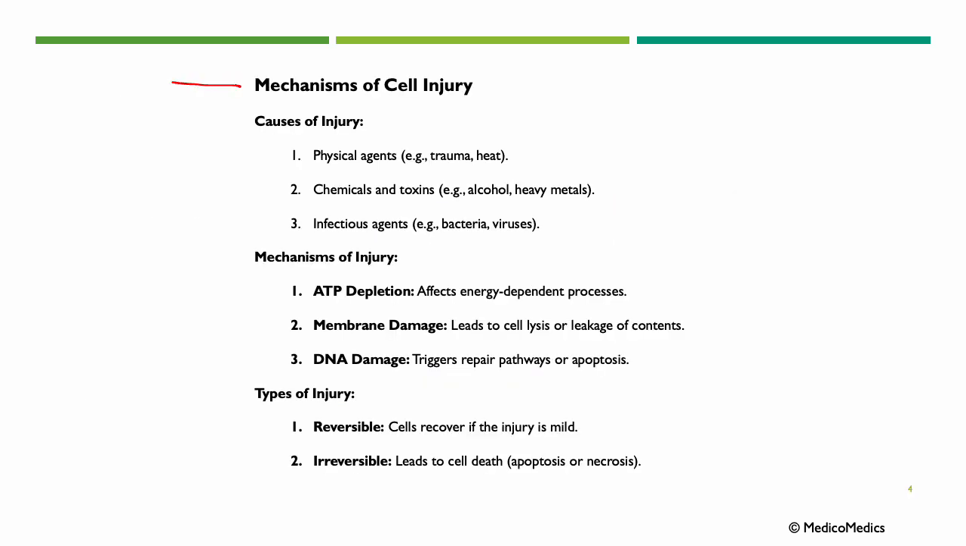Now, what are the mechanisms of cell injury? Well, let's talk about some causes of injury. We have physical agents like actual trauma or burns like heat. There are chemicals and toxins that could cause injury like alcohol or heavy metals. Furthermore, we have infectious agents like bacteria, viruses, etc.